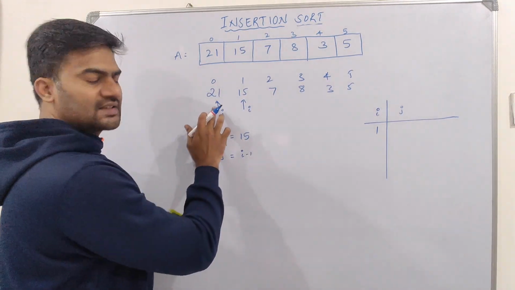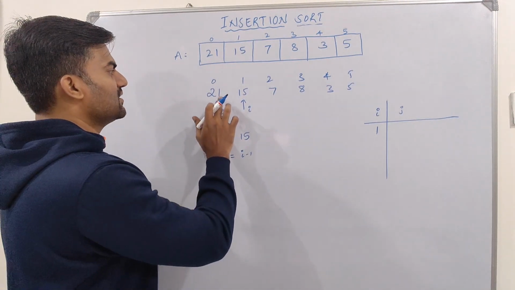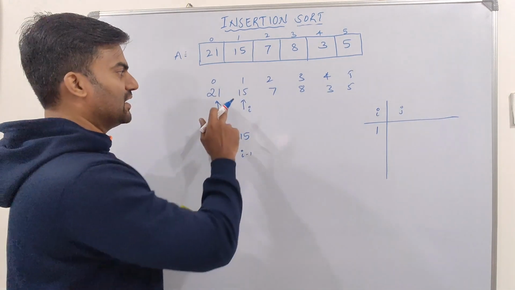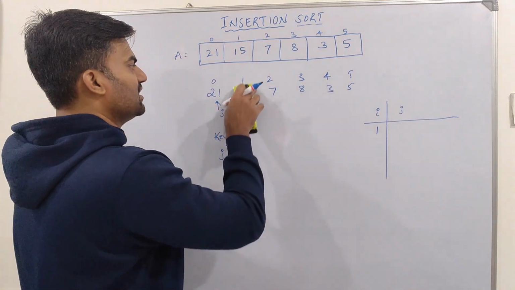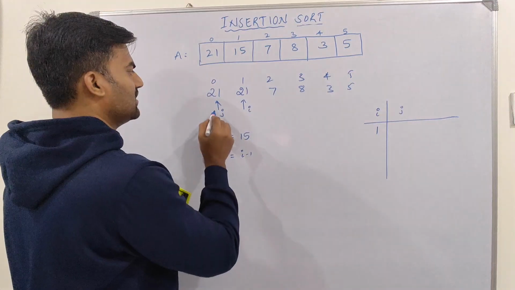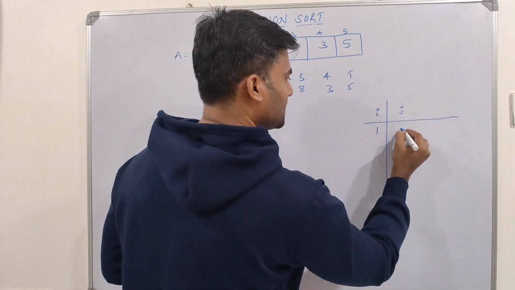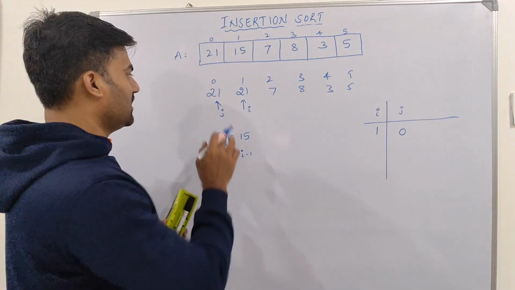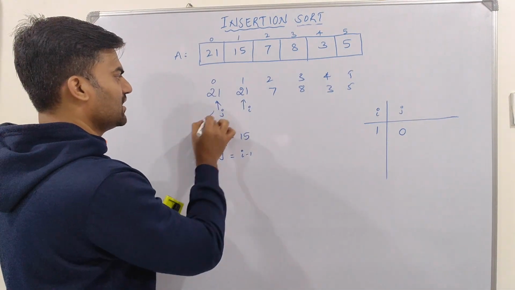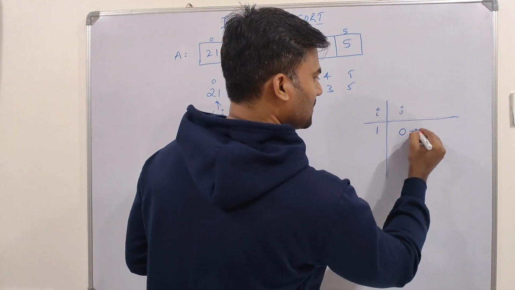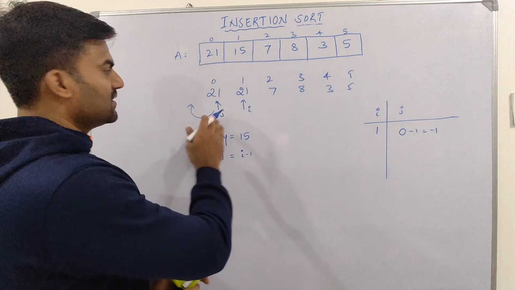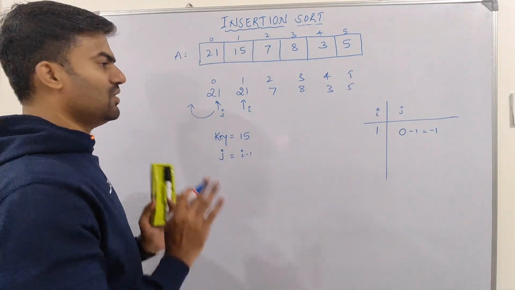So since this is greater, what I will do, I will simply place my element at j with the j plus 1th element. So it means this element gets replaced with 21. Okay, next I will decrement. So now j is 0. Once this placement, this shift happens, my j gets decremented by 1. So now it is equal to -1. -1 means it is outside my array. So I will stop here.